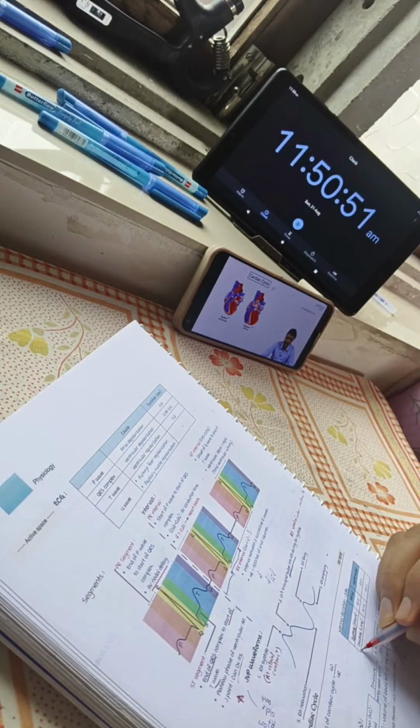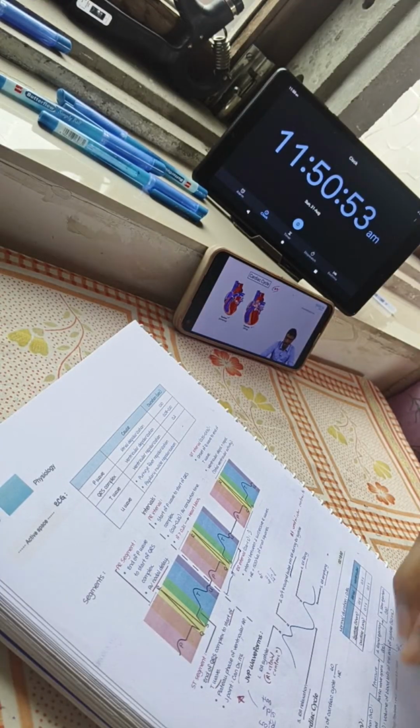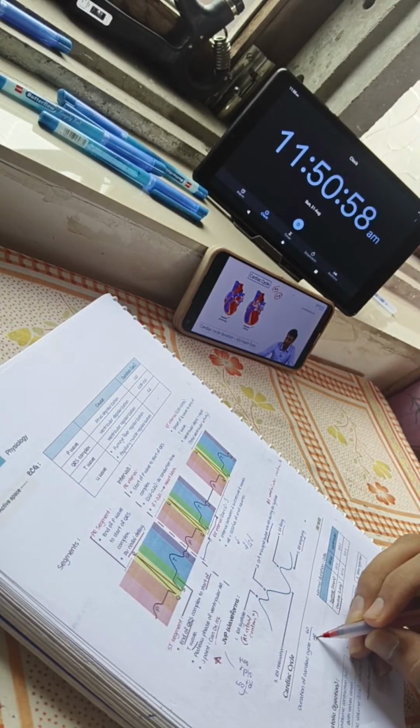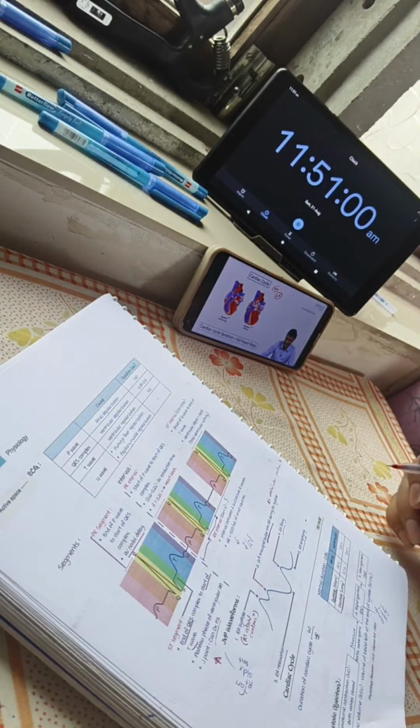At times they can ask you a simple calculation based MCQ. They will give you only the heart rate and ask you to calculate cardiac cycle duration. How to find out cardiac cycle duration? Cardiac cycle duration equals 60 divided by the given heart rate.